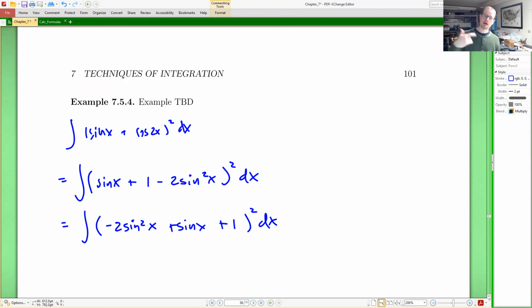I'm not really sure, but I don't want to multiply that quadratic out, right? I don't want to actually square this thing because I'm lazy. So the first thing I'm going to do is double check for any other methods.